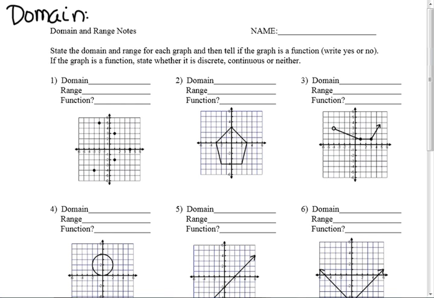Okay, you guys. The domain, those are the inputs. That's right. We're going to look horizontally. Some of you want to call them the x values, and then in terms of this graph, I don't have x or y labeled. So they're the horizontal values.